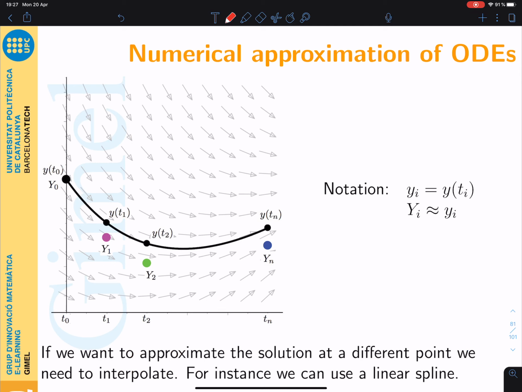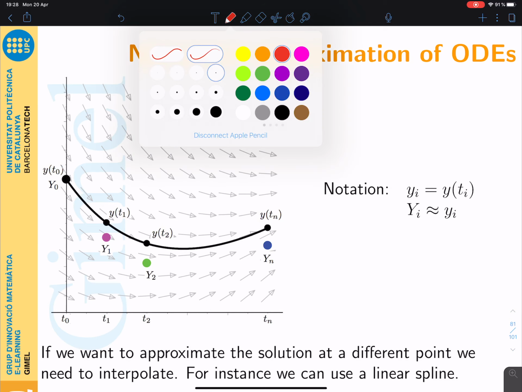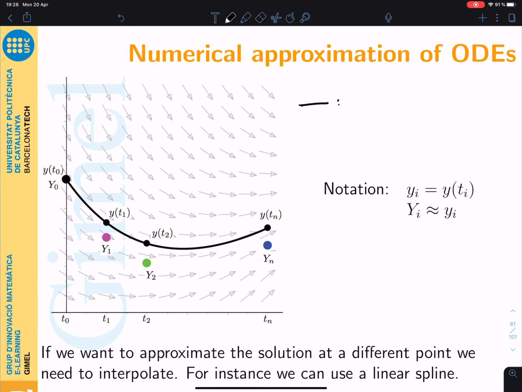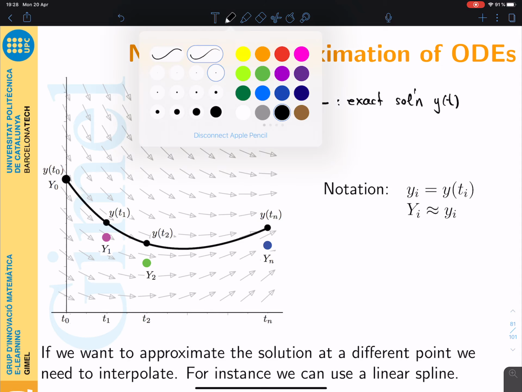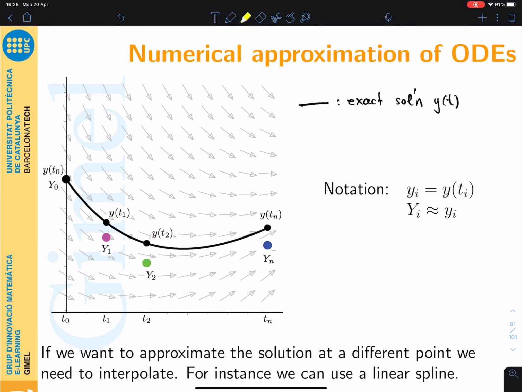Okay, here's the basic idea. What we will get at the end is, instead of the exact solution that here is plotted in black color, what we call y(t), these other values, y1, y2, yn, and they are just approximations of the exact value. There is an error. You see here, I have some error here.